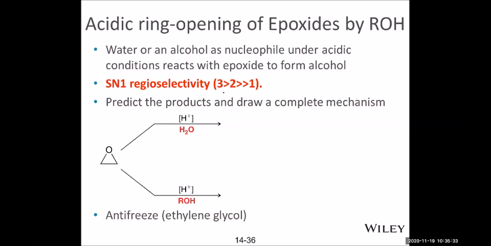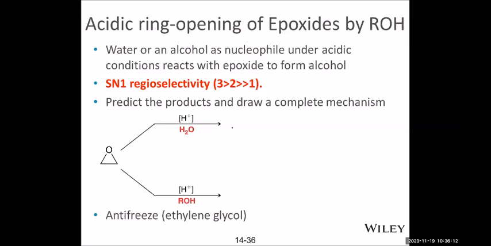Okay, the reaction becomes SN1 reactivity because the solvent is a protic solvent, and the oxygen becomes positively charged. It shows us the SN1 selectivity, which means the nucleophile attacks the carbon that is more substituted. Anyway, for this epoxide, it's symmetrical, so no difference. It doesn't matter SN1 or SN2.